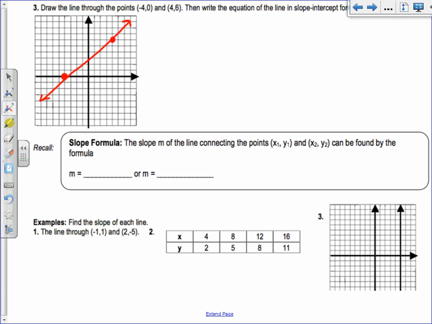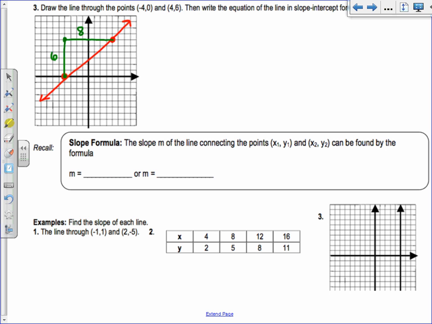Now, when you're actually drawing the graph, you can count the slope. You can always do rise over run. So you can talk about how much you rose from the first point to get to the second point. You went up a height of 6, from 0 to 6. And then you went over 4 and then another 4, so 8.